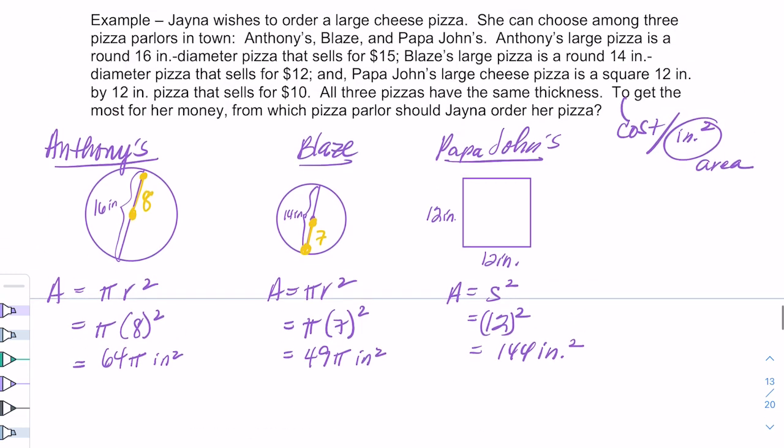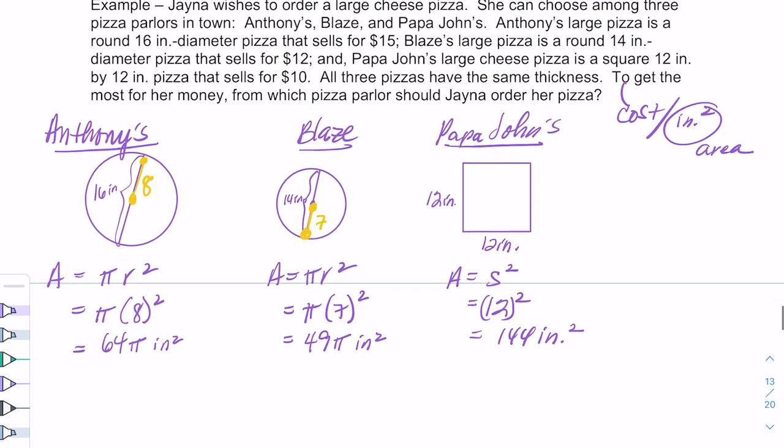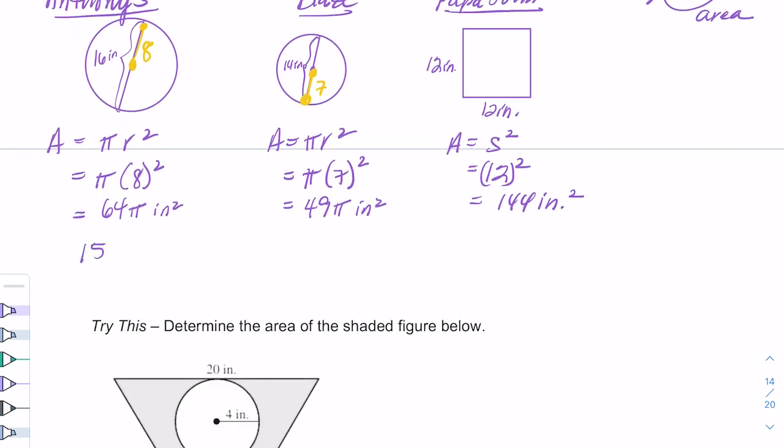So Anthony's Pizza is $15, and I'm going to divide by the area. And this is going to give me the cost per square inch. So when you do this, you're going to get around 0.0746. So that's like 7.5 cents if we're looking at dollars and cents.